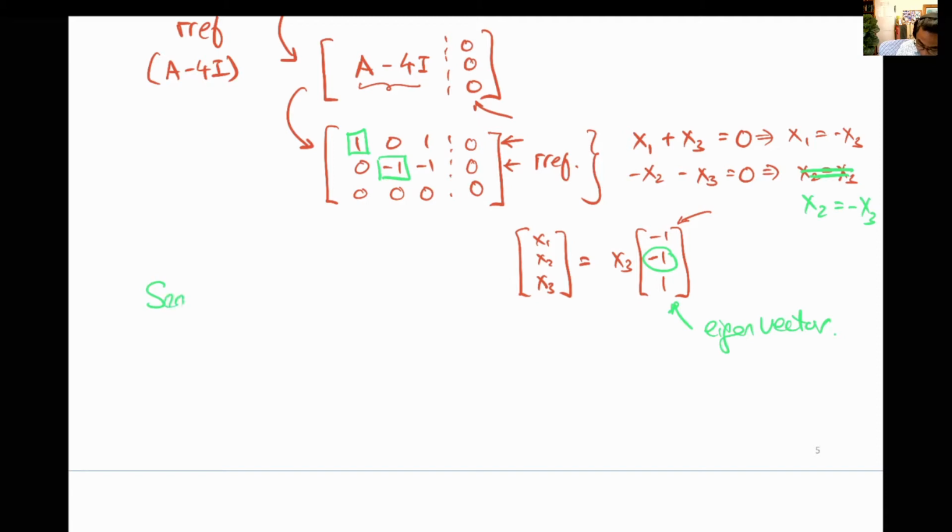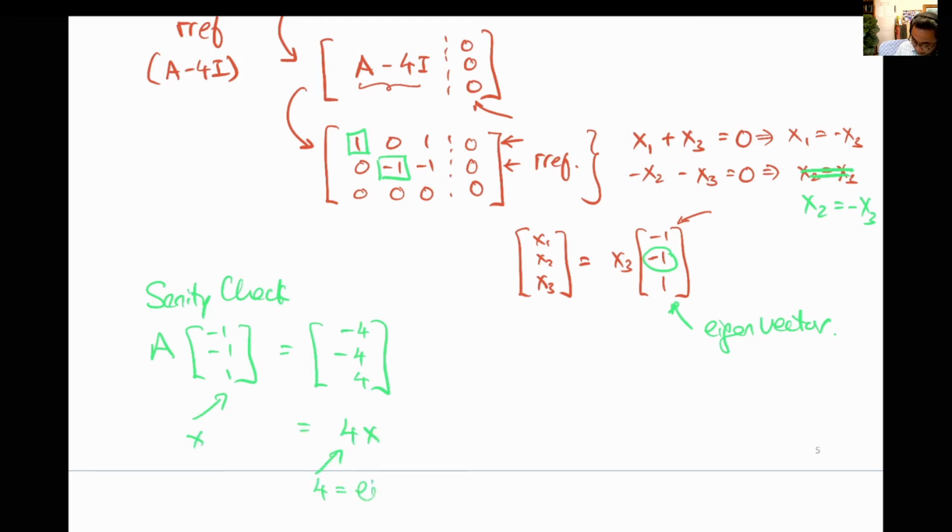For a sanity check, we'll have A multiplied by the vector, and the result is we'll get minus 4, 4, showing that if this is the eigenvector x, we have 4x. Therefore, 4 is the eigenvalue, and x, in this form, is the corresponding eigenvector.